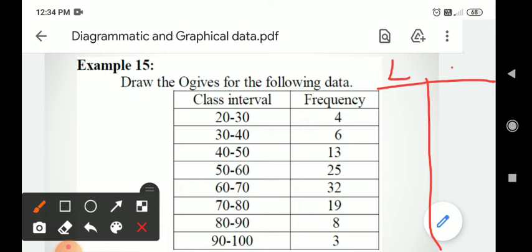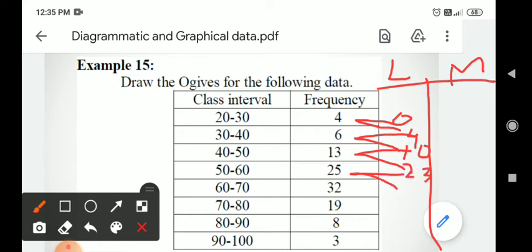Less than values, more than values. We start with less than 0 here. So 0 plus 4, 4, 4 plus 6, 10, 10 plus 13, 23, 23 plus 25, 48, 48 plus 32, and so on.